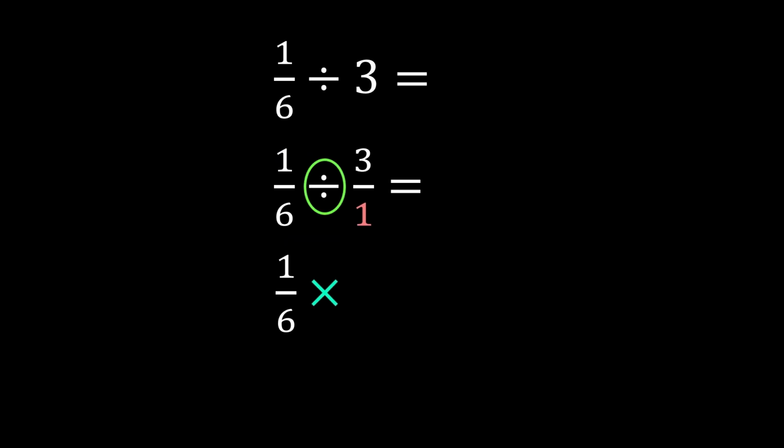Then we change the division sign to multiplication. We will multiply by the reciprocal of the second fraction, the 3 over 1. The reciprocal of 3 over 1 is 1/3. Now we're ready to multiply, starting with numerator times numerator. 1 times 1 is 1. Then denominator times denominator. 6 times 3 is 18. 1/6 divided by 3 is 1/18.